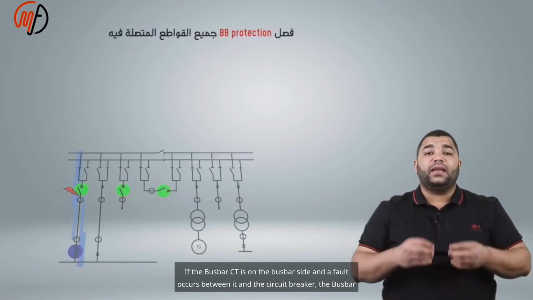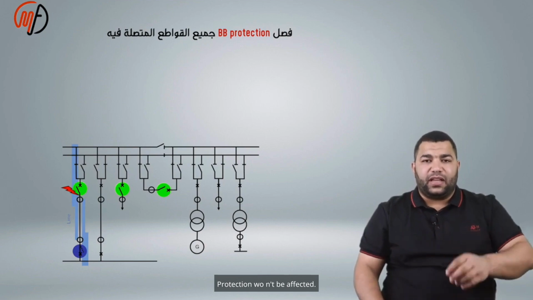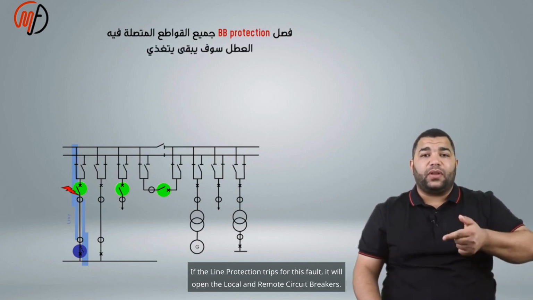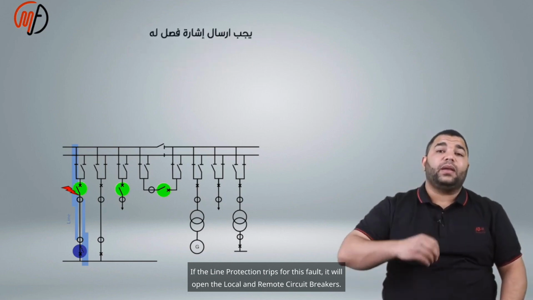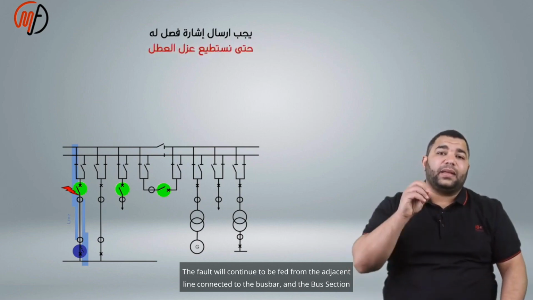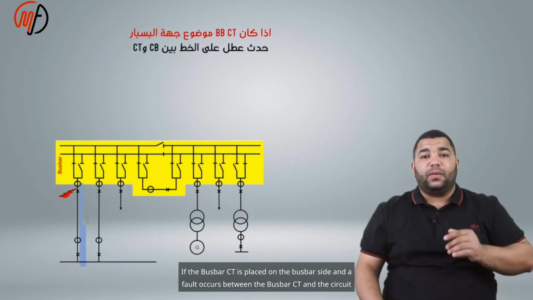If the busbar CT is on the busbar side and a fault occurs between it and the circuit breaker, the busbar protection won't be affected. It's within the line zone protection, but outside the busbar zone protection. If the line protection trips for this fault, it will open the local and remote circuit breakers. The fault will continue to be fed from the adjacent line connected to the busbar, and the bus section overcurrent may activate.